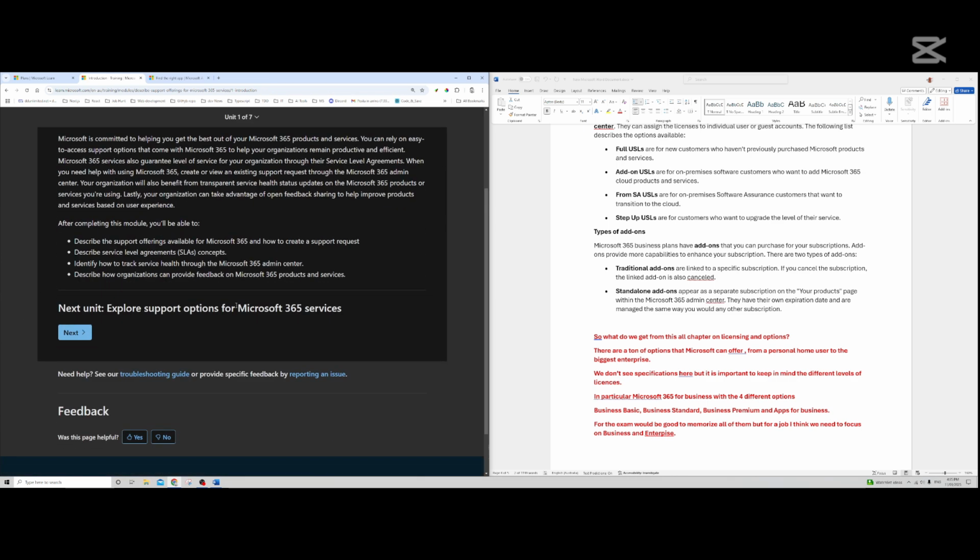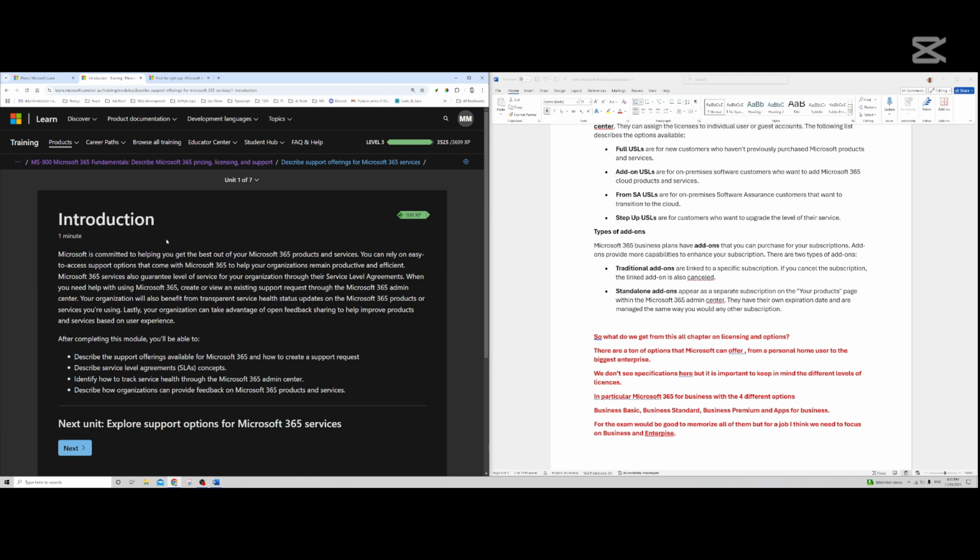With the product, you can rely on easy-to-access support options to come to Microsoft to help your organization remain productive and efficient. Microsoft services also guarantee levels of service. When you need help with using Microsoft, create and view support requests in the admin center. Yes. Let's go ahead.